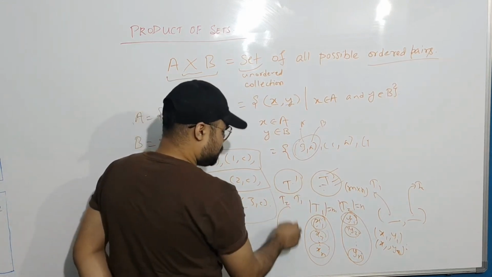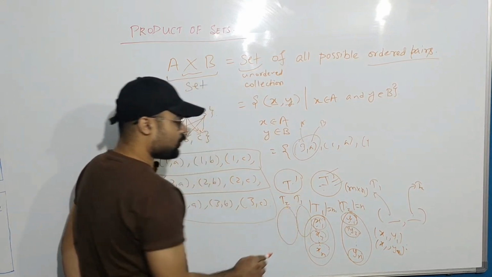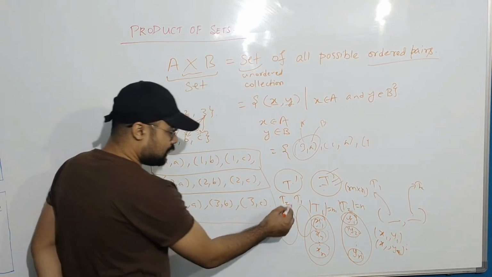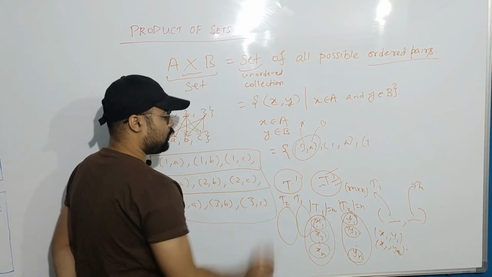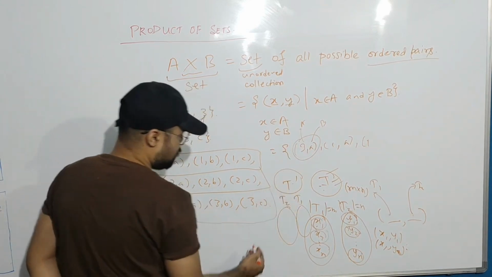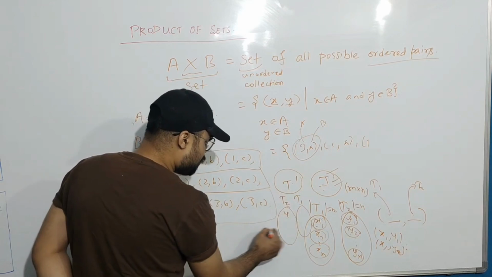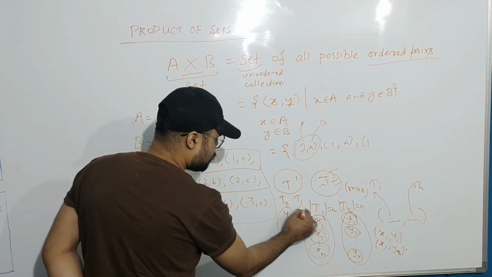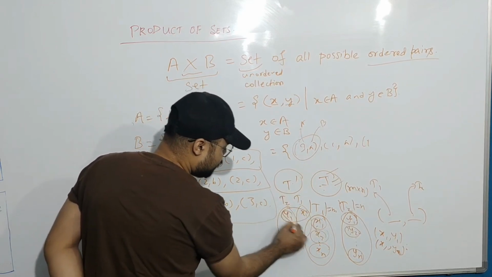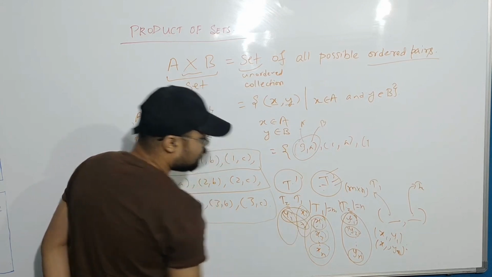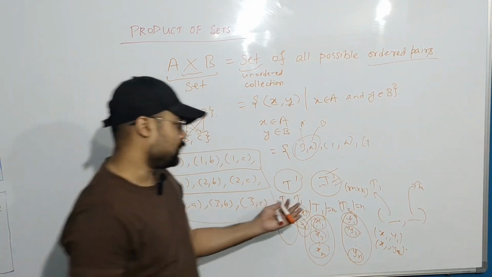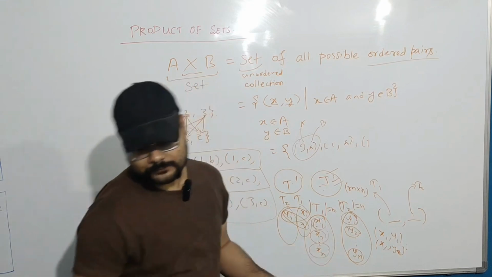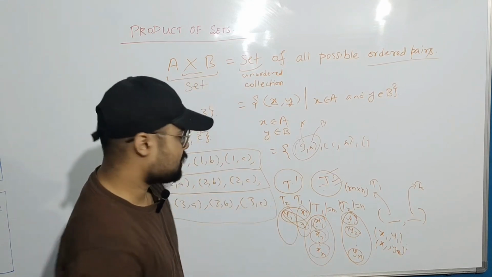But the ordered pairs will not be the same. Ordered pairs will not be the same. So tell me, what are the ways to do T dash? The ways to do T dash would be now y1 x1, this is one way, y1 x2, this is another way, in this manner. Anyways, the multiplication rule is not to be covered here. That's a separate topic in combinatorics.